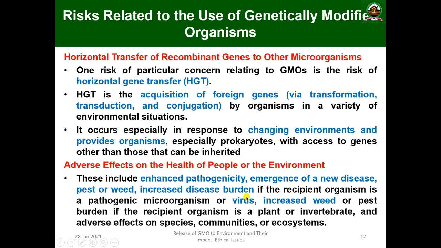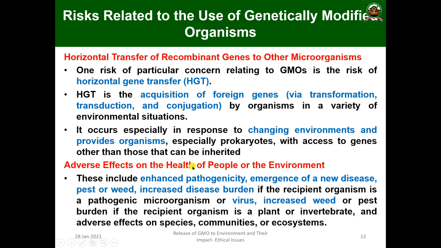Currently you know that the earlier coronavirus and the recently reported coronavirus have a lot of changes in their genetic makeup. They have observed more than 70 percent changes in the new strain, and that is why the spreading of the new coronavirus, or COVID-19 virus, will be high. Similarly, that is due to this transfer of the gene, due to mutation. And there is the increased weed or pest burden.